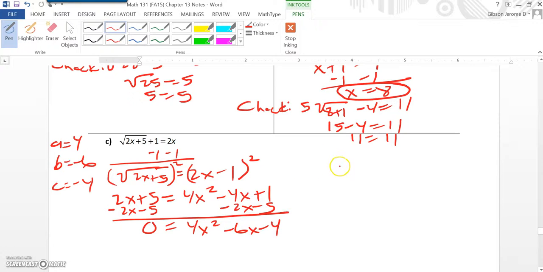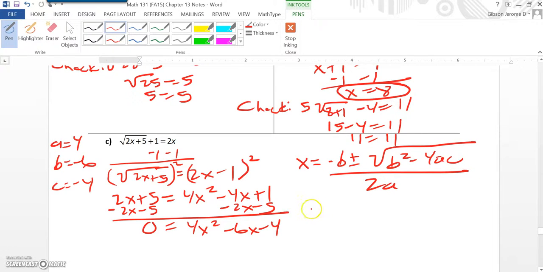So now we would do the quadratic formula. So it'd be x equals negative b plus or minus the square root of b squared minus 4ac all over 2 times a. So we have the opposite of b, which is negative 6, plus or minus the square root of negative 6 squared minus 4 times our a, which is 4, and our c, which is negative 4.